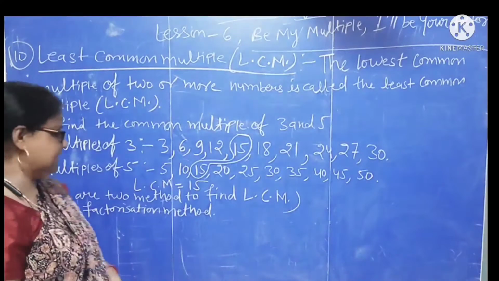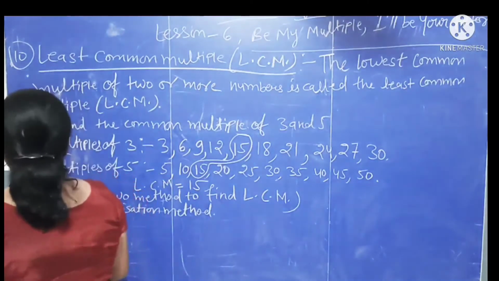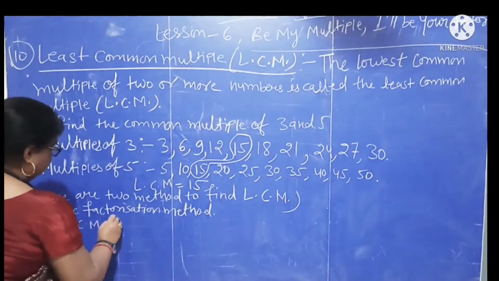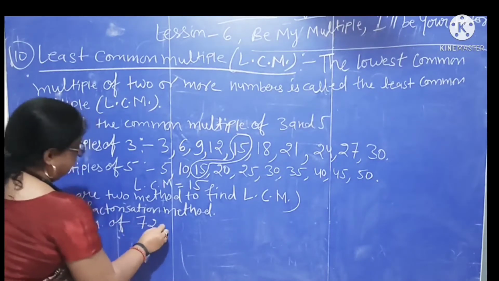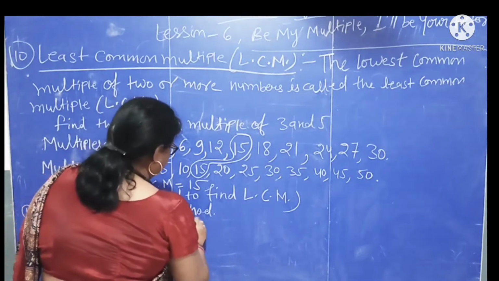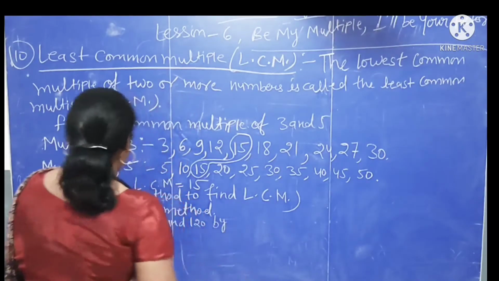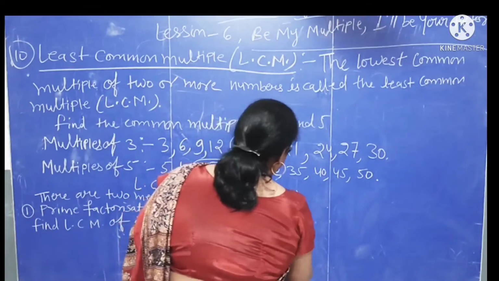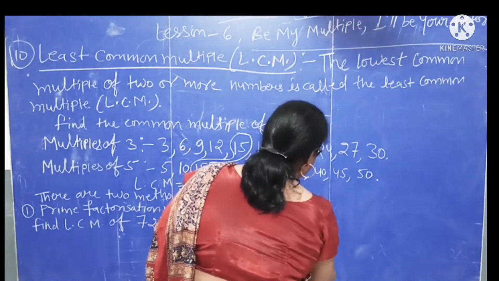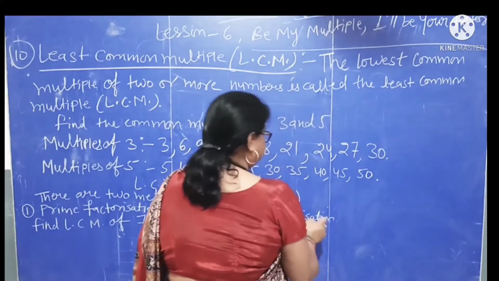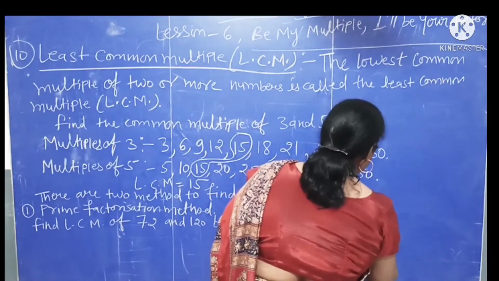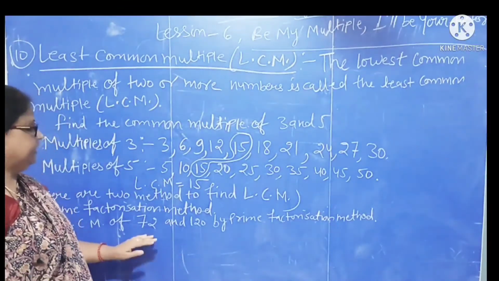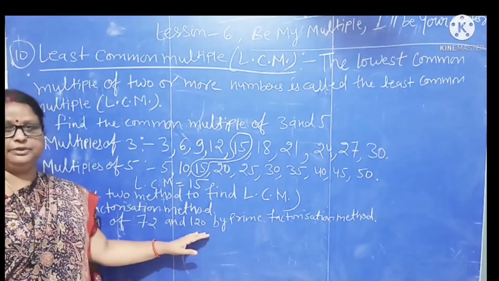Let's learn with an example. Our question is: find the LCM of 72 and 120 by the prime factorization method. So, in this method, we find the prime factors of 72 and 120 individually.